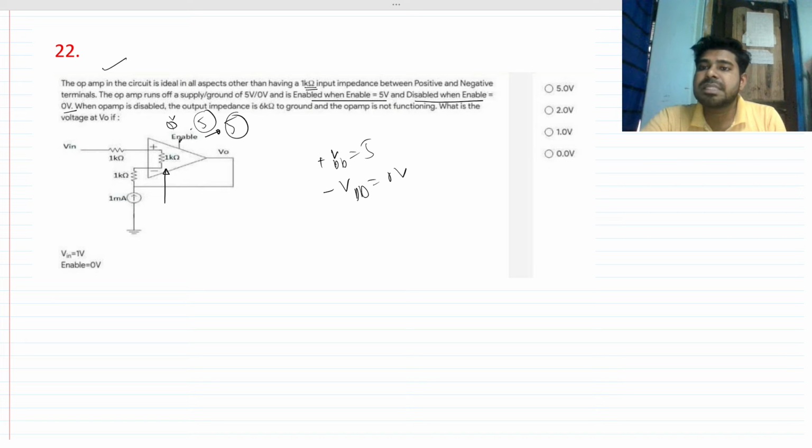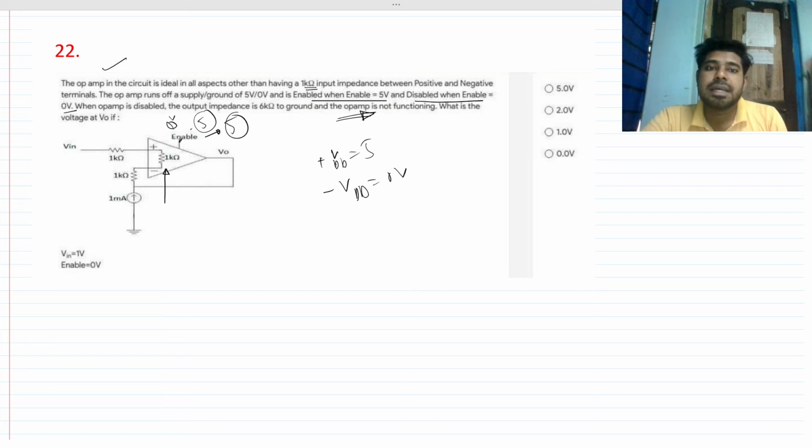When the op amp is disabled, the output impedance of the op amp is 6 kilo ohm. So only when the op amp is disabled is the output impedance 6 kilo ohm, otherwise there is zero output impedance, from that output node to the ground. And the op amp is not functioning at that time. Op amp is not working.